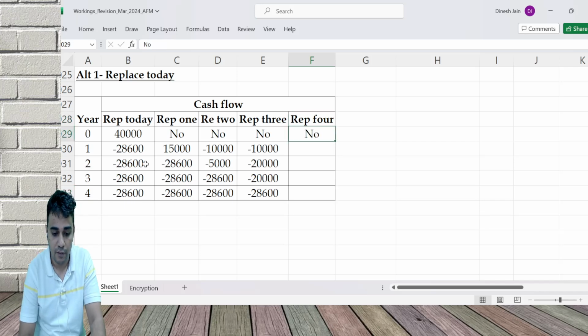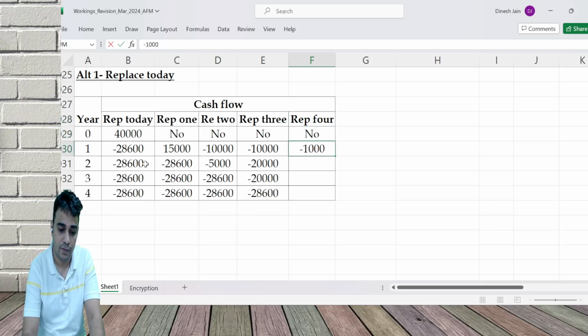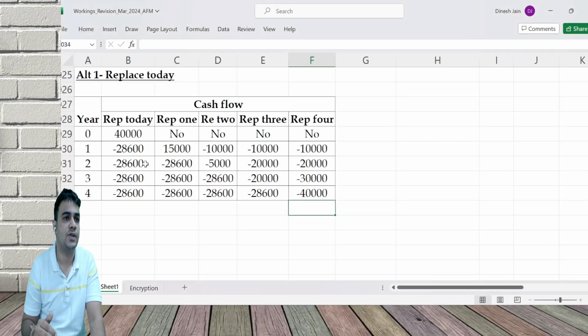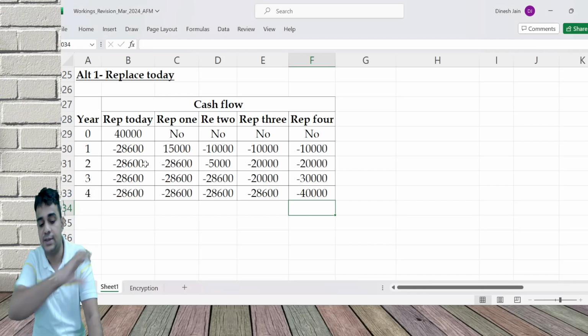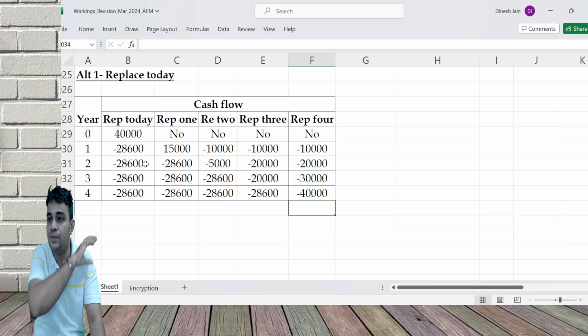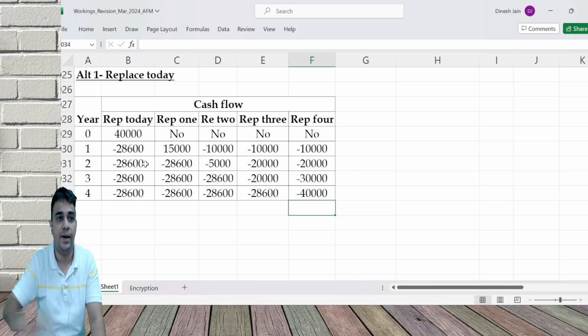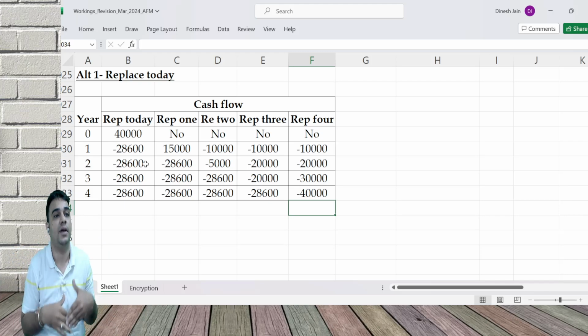Last option: first year outflow, second year, third year, fourth year. The new machine is not coming into the scene. If you want the new machine, you can bring in year 5, where you write 28,600 for all. Year 6, 28,600 for all. Year 7, 28,600. So that's why we are not doing analysis beyond year 4.